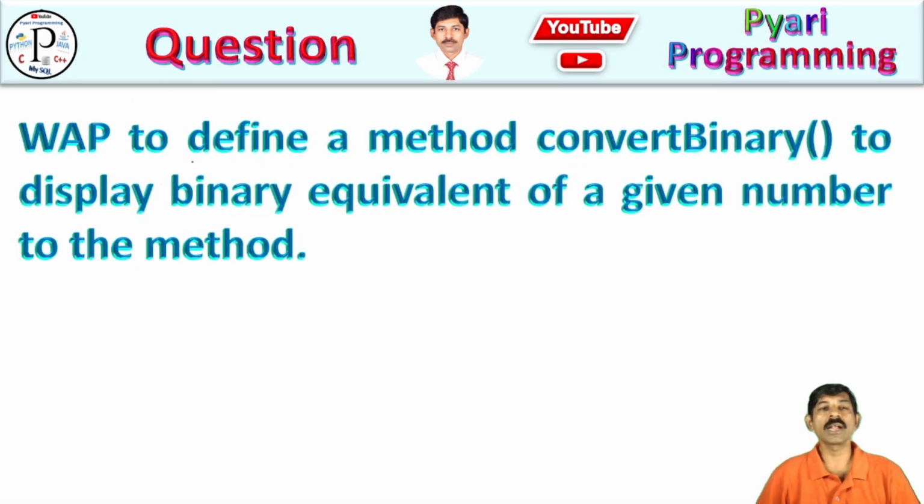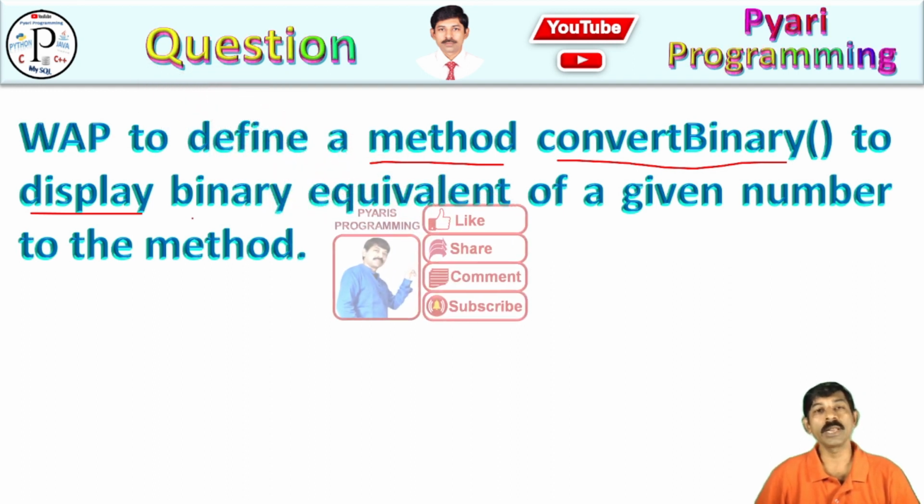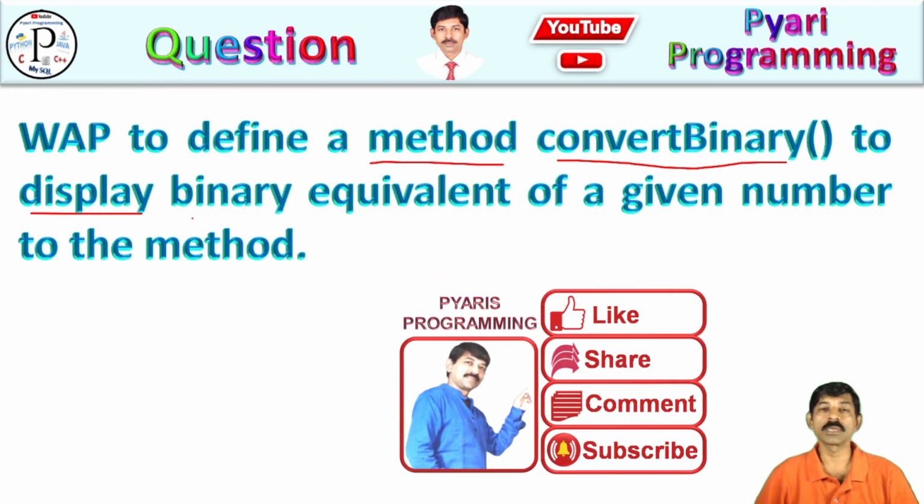So let's check the question. Here the question says: write a program to define a method. Obviously, from this it is clear that this is a method program. Convert binary. This indicates that the method name is convertBinary. To display, that means the method is not going to return anything. It will display the result.